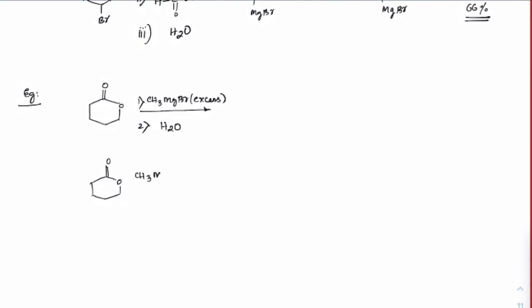So first, CH3MgBr, delta minus, will attack here, and this bond will leave, correct? So we will have a double bond O with CH3, with O minus. This is what you will have. This O minus will be with MgX plus, correct?